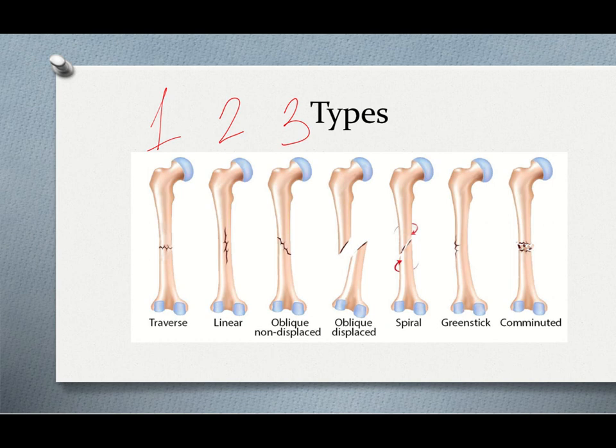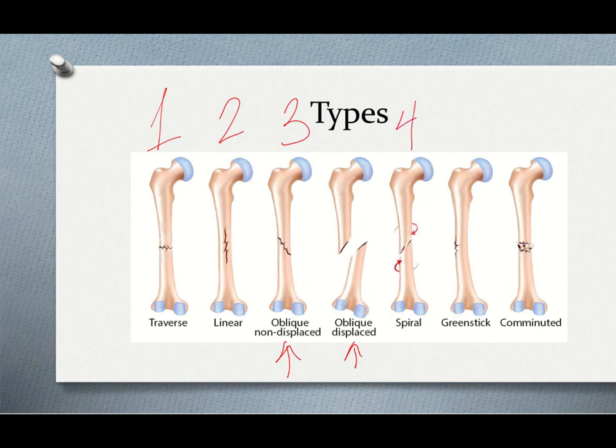and if it pulls the bone out of alignment, if you have two separate chunks, that's usually called a displaced fracture. Whereas if the bone stays in position, even though it is now broken, it would be called a non-displaced. The alignment of the bone has not been displaced.